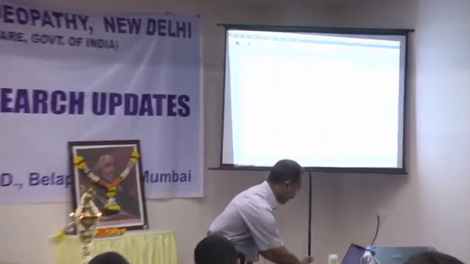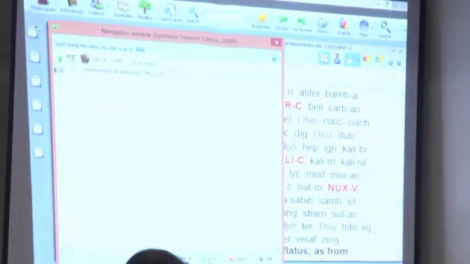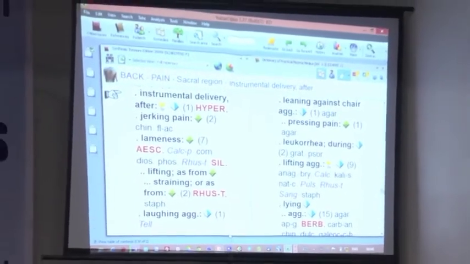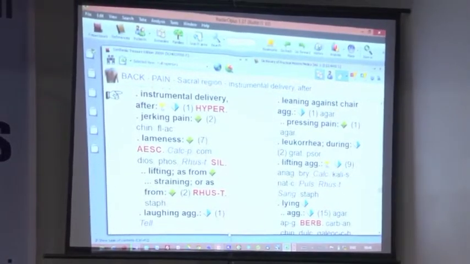The remedy, a three months remedy also. Local back pain in the sacral region after instrumental delivery, the remedy is hypericum, because of the lumbar puncture. You have to give a very high potency of hypericum. Hypericum, one more time. So back pain in the sacral region after LSCS. If the pain is only in the sacral region, the remedy is phosphorus.